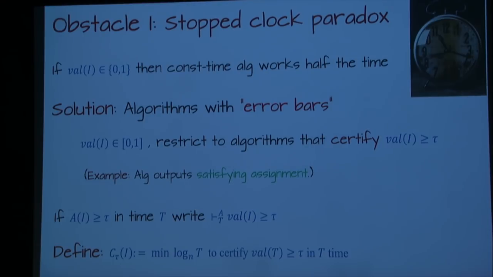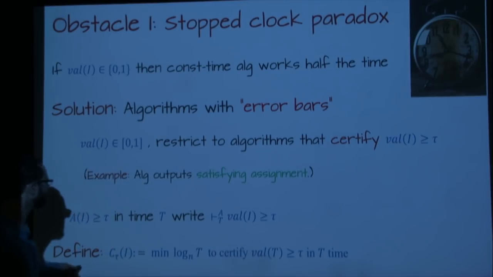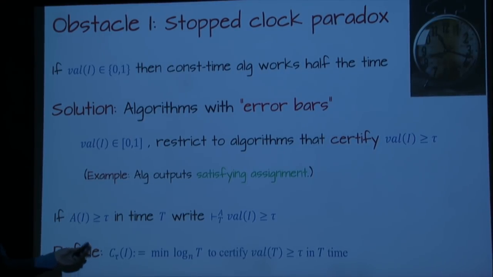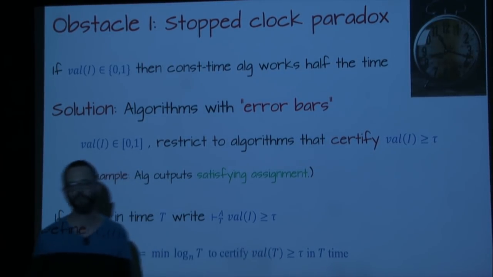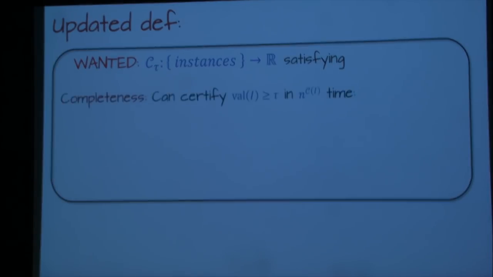And now we kind of modify our goal. So now we'll say our time instance complexity measure will also take some tau. And given an instance and a value tau, it asks what's the minimum amount of time it takes to certify that the value is at least tau. If the true value is not at least tau, then this will be infinite. So now this is the updated definition.